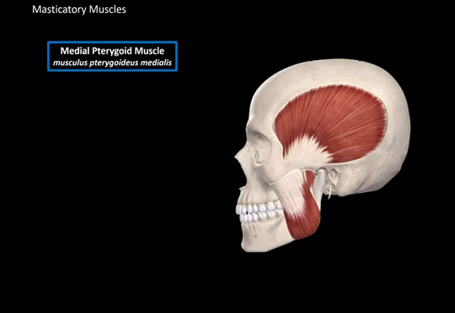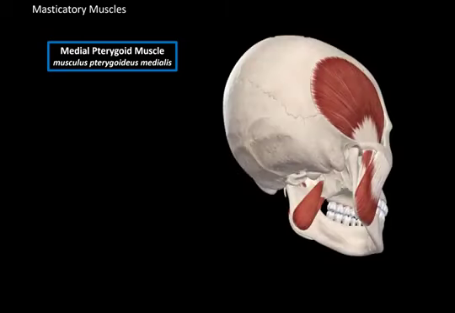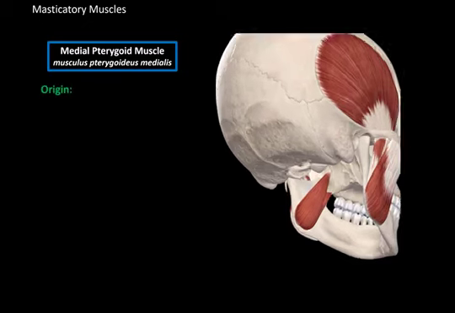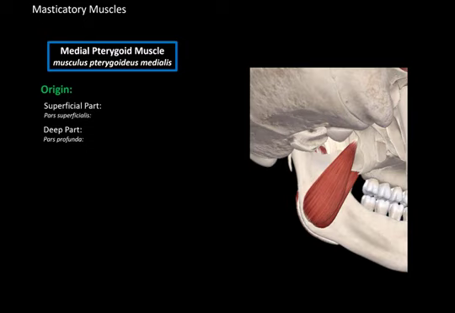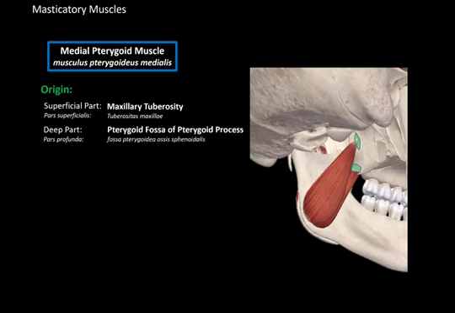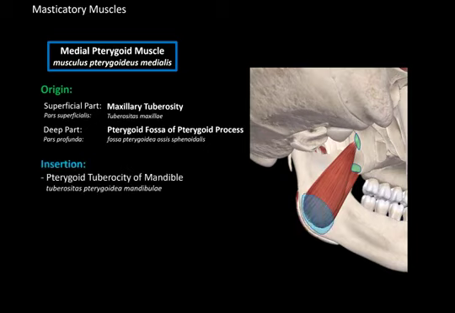Next, we have the medial pterygoid muscle, and to see this one, we need to look at the head from this perspective. The medial pterygoid muscle is located on the other side of the masseter muscle. And what are the origin points? If you zoom in, you will see that it has a superficial part and a deep part. The superficial part originates from the maxillary tuberosity, and the deep part originates from the pterygoid fossa of the pterygoid process. These fibers go down and insert at the pterygoid tuberosity of the mandible.